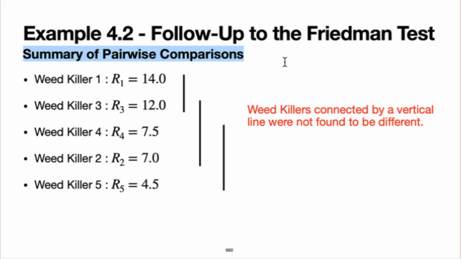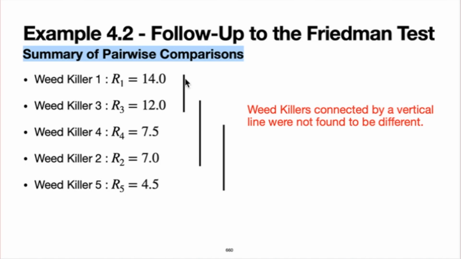So if you look at this, what I've done is I've ranked the weed killers in descending order, according to the sum of the ranks. So weed killer 1 had a sum of its ranks of 14. That's the largest, and then weed killer 3 was the second one in descending order, and then so forth. So in terms of this rank here, it's weed killer 1, and then 3, and then 4, 2, and 5. And so what I've done is connect weed killers with a line if they are not significantly different, if we failed to reject the null hypothesis that they were the same.